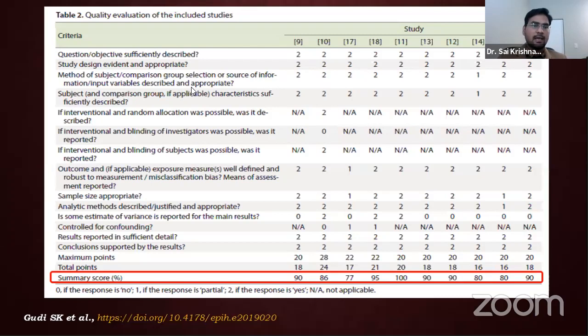Coming to the second question, for example, is the study design evident and appropriate? If you feel the study design is not appropriate in order to conduct the study, you can just say no for that study and it gives 0. Once you are done answering all the questions, if you look at the bottom row, that is the summary score, which is represented in percentages. You can observe the first study has 90% quality, the second study has 86%, followed by 77, 95, 100, 90, 90, 80, 80, and 90. So all 10 studies have a summary score which depicts the overall quality of that particular study. So this is how it looks.